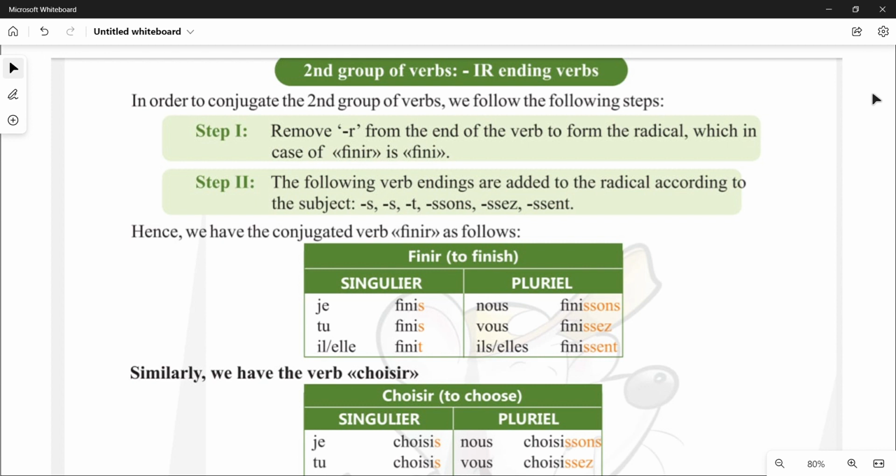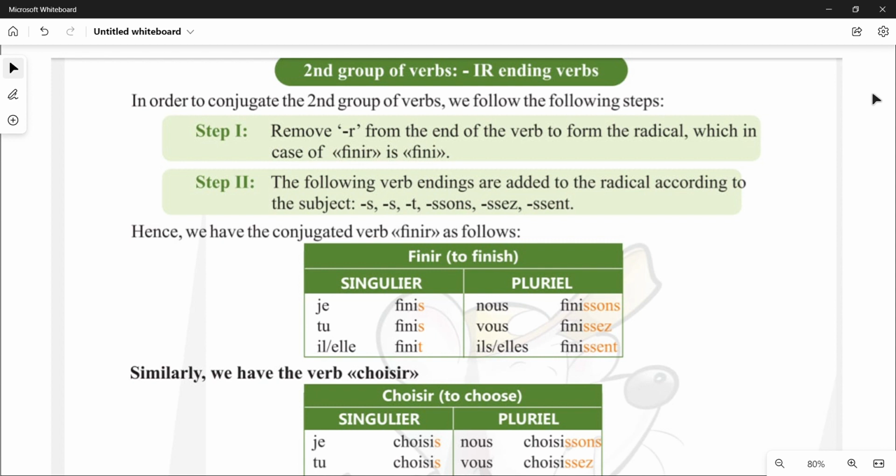Okay, so today in this video we will start with the second group of verbs in French. As you all know, there are mainly three groups of verbs in French: first, second, and third. We have already discussed the first group of verbs. I will upload that video link in the description box. You can watch that from there. And today we will start with the second group of verbs.